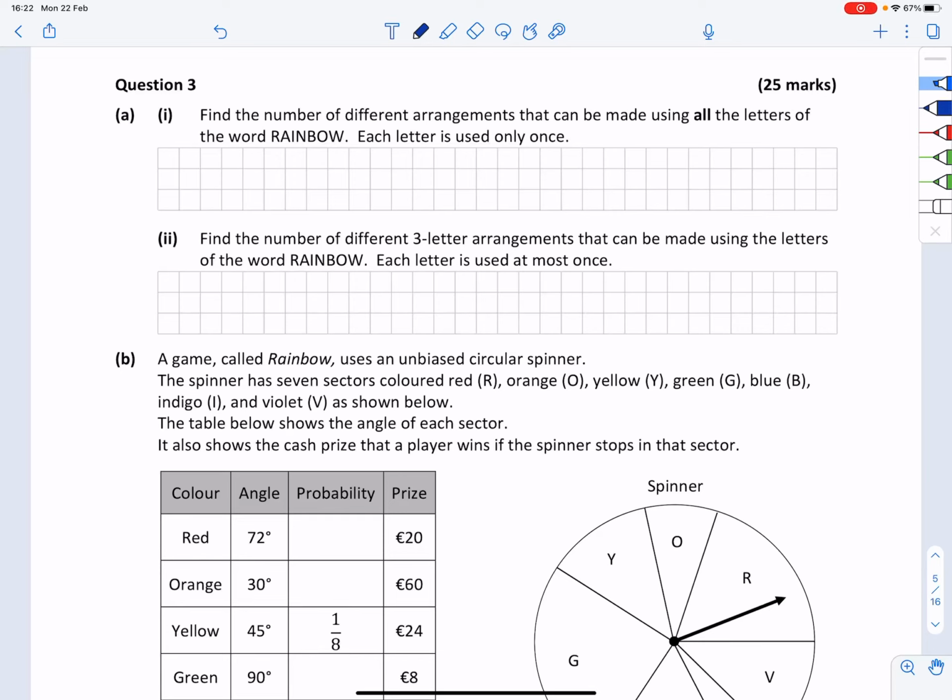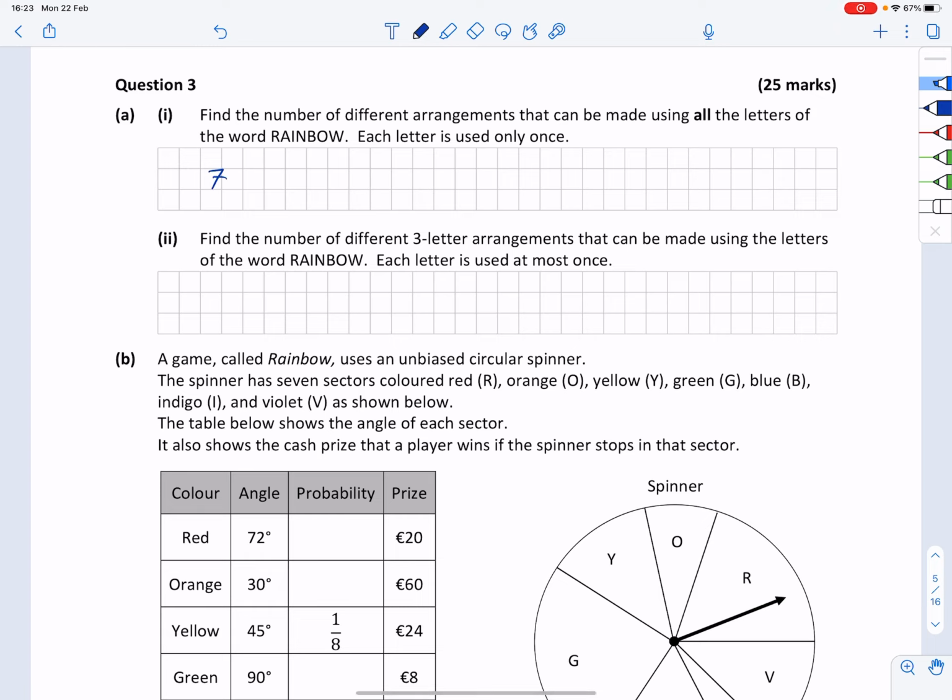Hi, in this video we're taking a look at 2018 Maths Ordinary Level Paper 2. This is question 3 and it's a probability question. So we have the following situation. We have to find the number of different arrangements that can be made using all the letters of the word rainbow.